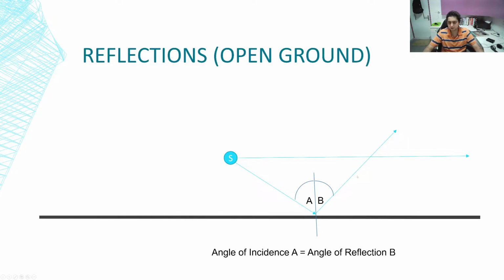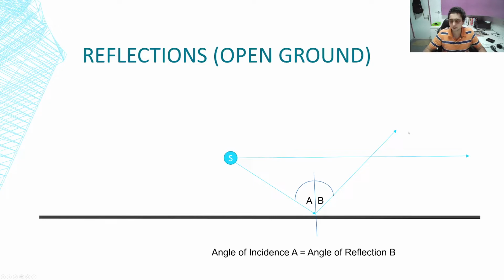Angle of incidence equal to angle of reflection, and the reflection from a flat surface is also known as a specular reflection, because the sound doesn't diffuse, the sound doesn't go in many different directions and lose its intensity. The sound intensity remains almost the same. This is called a specular reflection. Usually specular reflections are strong reflections. Diffuse reflections are weak reflections.